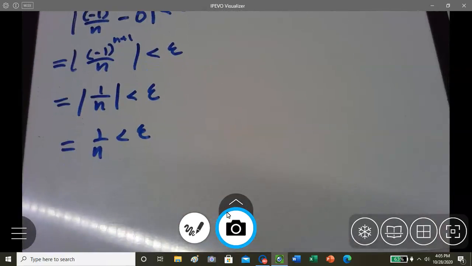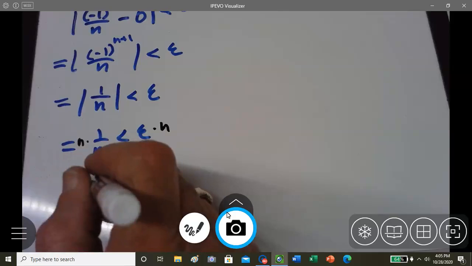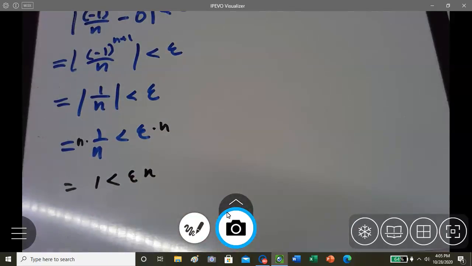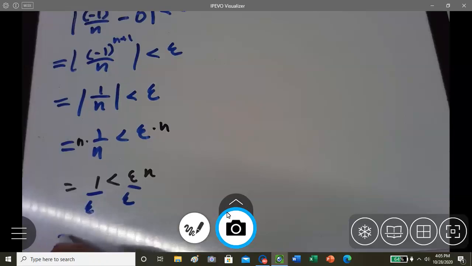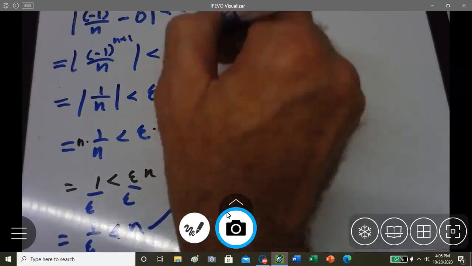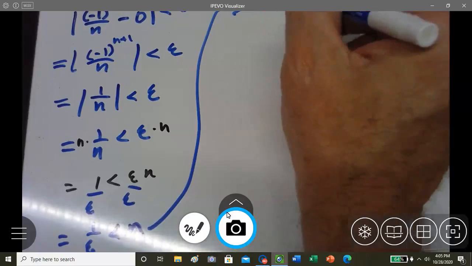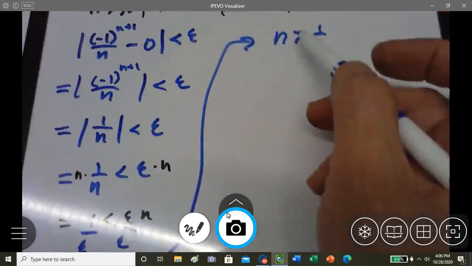So from here, we can just multiply n to both sides, and so we get 1 is less than epsilon times n, and then we divide epsilon to both sides, and we get 1 over epsilon is less than n. Okay, well, if we flipped it, that'd be the same thing as saying n is greater than 1 over epsilon. So all we did was just flip everything. 1 over epsilon is still on the small end, and still on the small end over here.